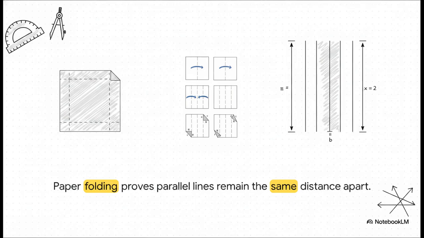Fold it in half, open it up, and then fold the edges into that center crease. By doing that, you're forcing the paper to create lines with identical geometry. Because the edges were straight and your folds are symmetric, those vertical creases are now perfectly parallel. It's such a cool physical proof you can hold right in your hands.